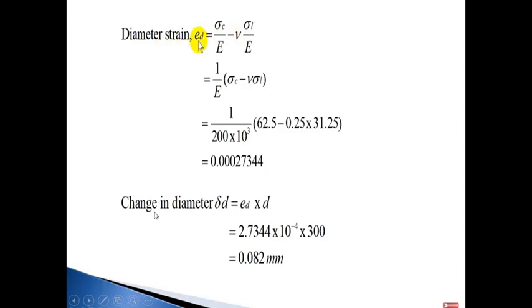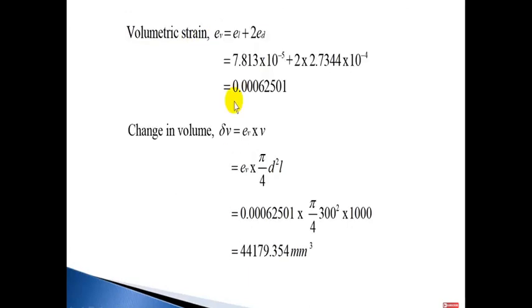Next we calculate the change in diameter. Change in diameter is equal to diametrical strain into diameter. We have calculated the diametrical strain: 2.7344 into 10 raised to minus 4 into 300, where 300 is the diameter value. So 0.082 millimeter. That is the change in diameter, 0.082 millimeter.